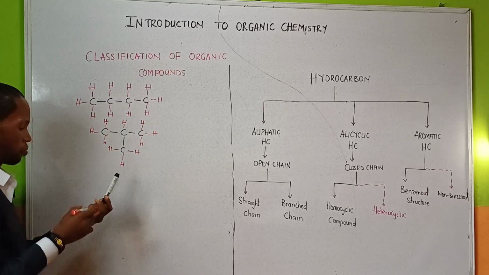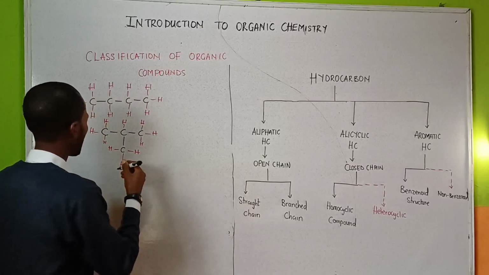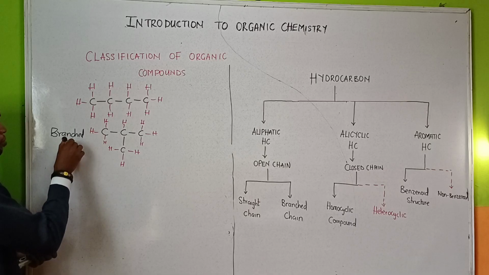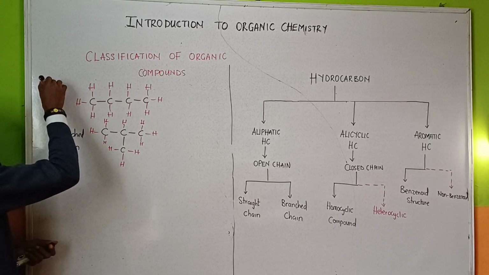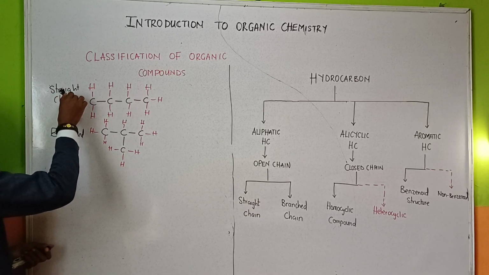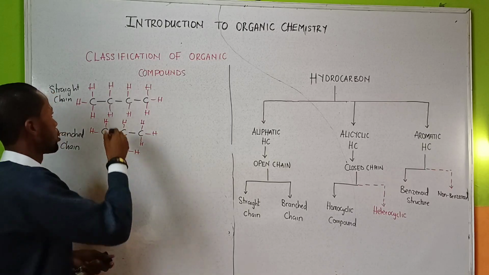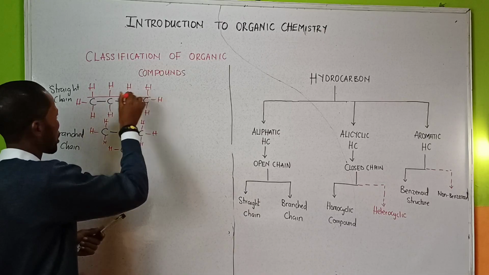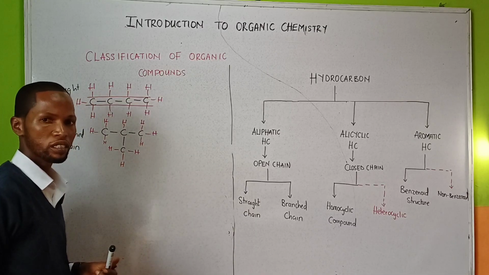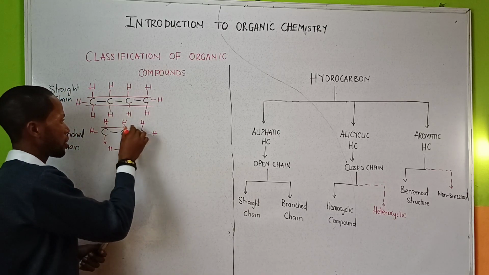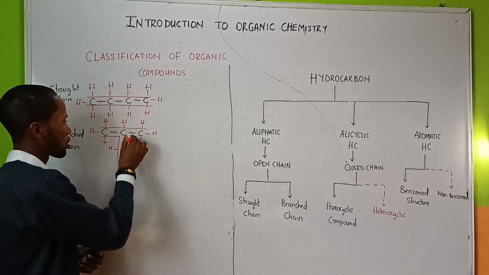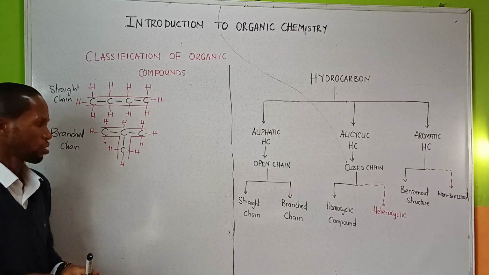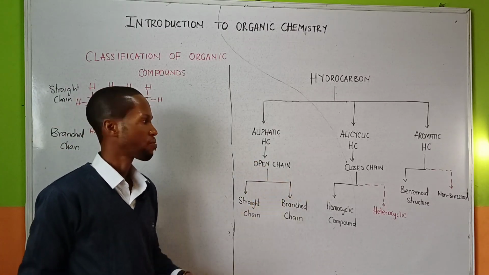Now this is the branched chain hydrocarbon, and this is the straight chain hydrocarbon. This is said to be straight chain because we have the carbon atoms in a single direction, while this is regarded as branch chain because the carbon atoms are in different directions. So they are regarded as aliphatic hydrocarbons.